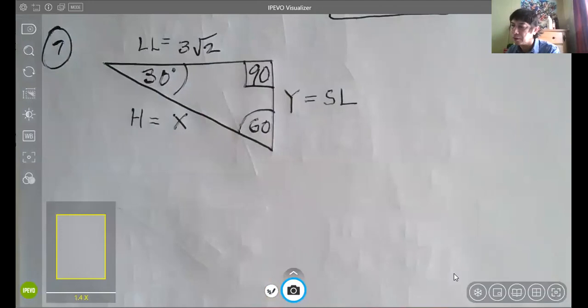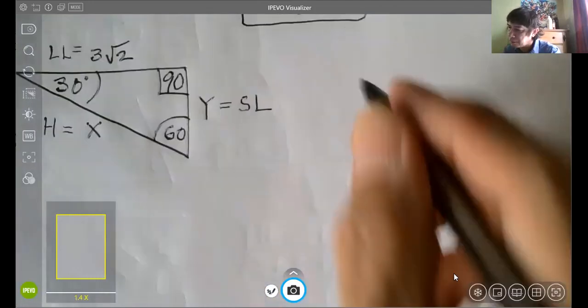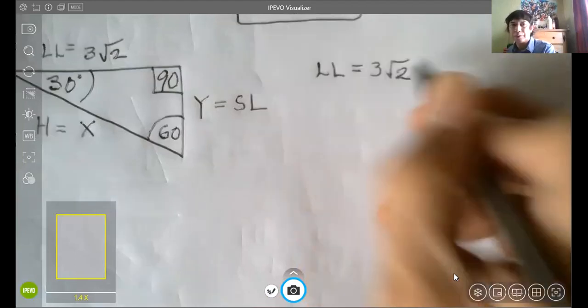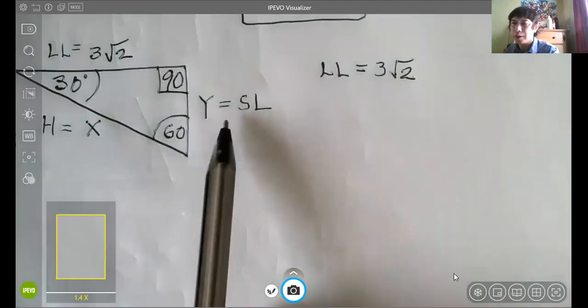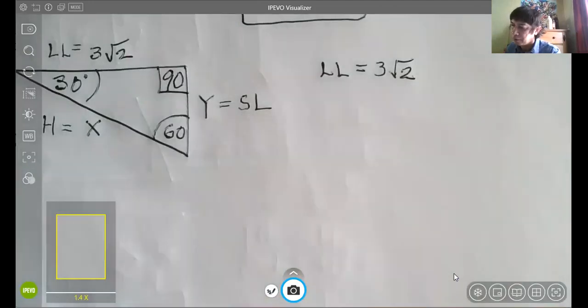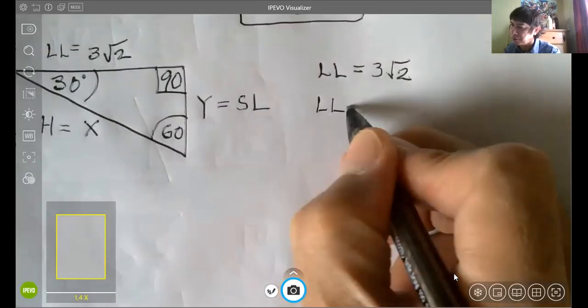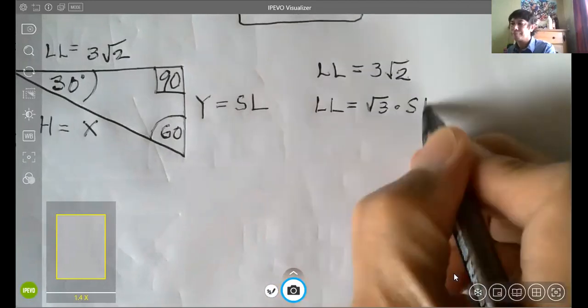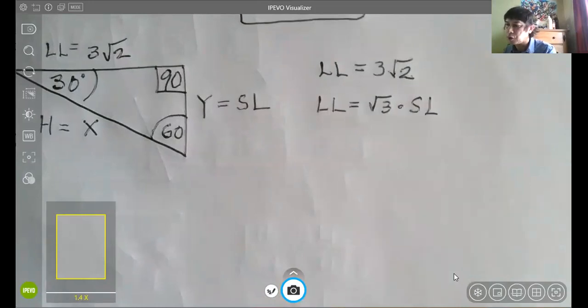Our given data is the longer leg. The longer leg is 3 square root of 2. So the way to do this is solve first the shorter leg by way of the formula: longer leg is equal to square root of 3 times the shorter leg. This is the way to do it.